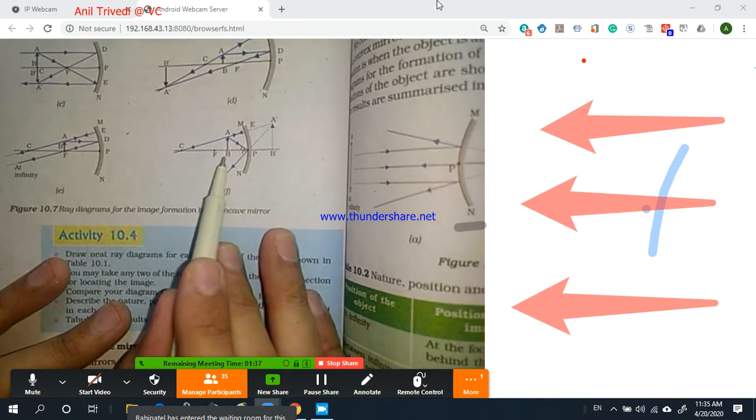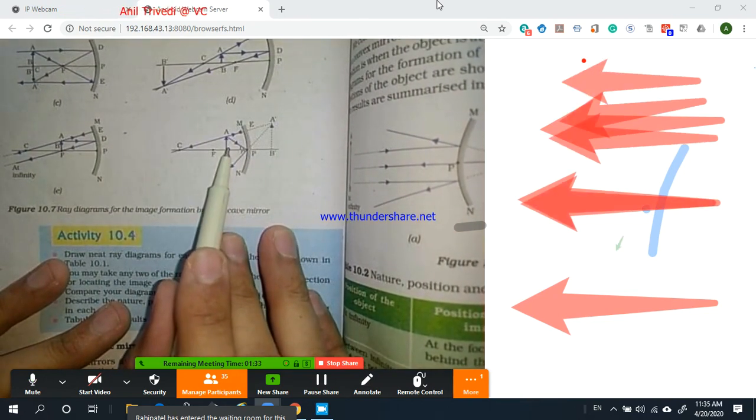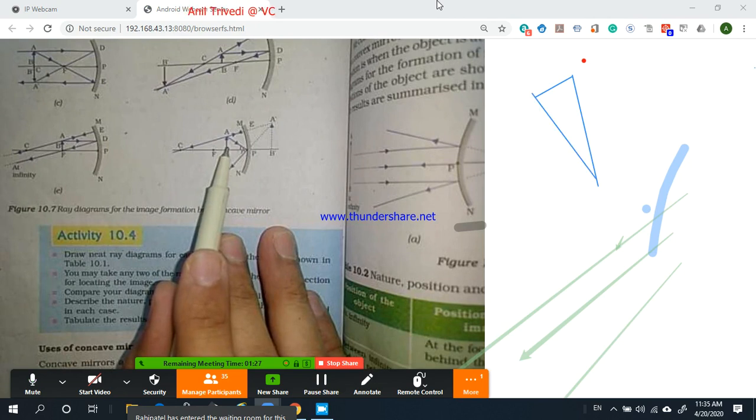This is one more. Object is AB. Where is it? Between F and pole. Somebody is drawing on the screen. Stop that nonsense, please.